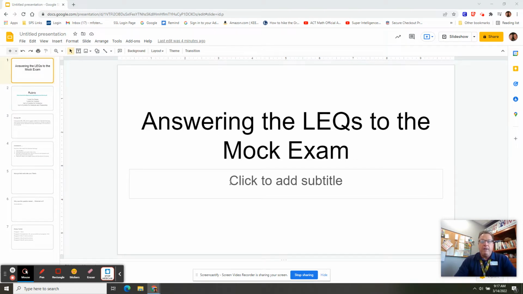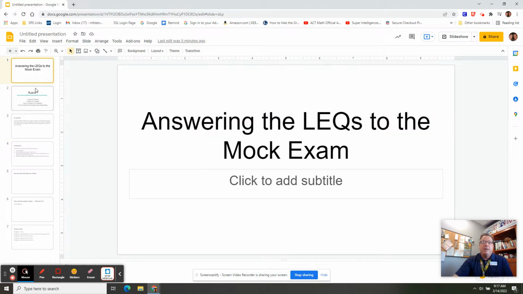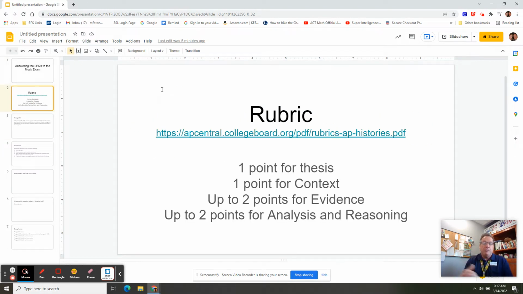Today I want to talk about the mock exam that you guys took and the LEQs that you wrote. There were three of them. The two that I'm going to talk about specifically are the ones that were most answered, and the one that was most answered by a lot of kids was the number two one, and that was that prompt regarding the Columbian Exchange.